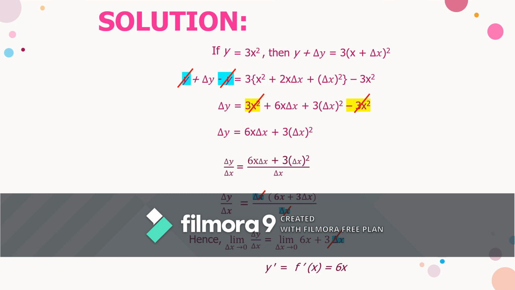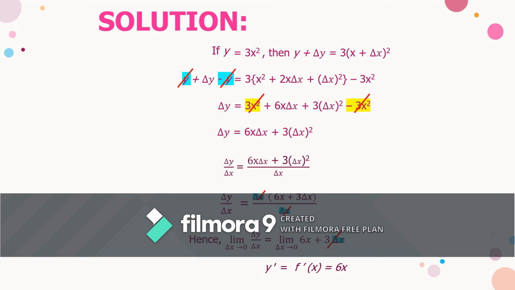As you can see, we cancelled out the delta x in the numerator and in the denominator. So what is left is 6x plus 3 delta x. Finding the limit, the limit of 6x plus 3 delta x as delta x approaches 0. Since 3 delta x has a delta x, its value is already equal to 0. Immediately cancel it out. So what is left is 6x.